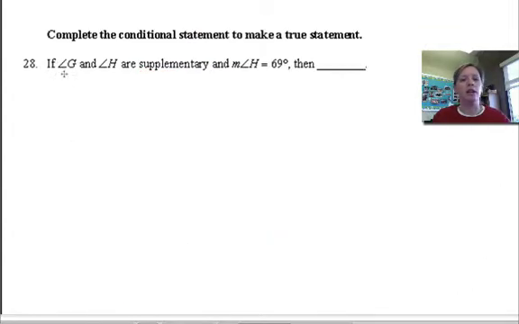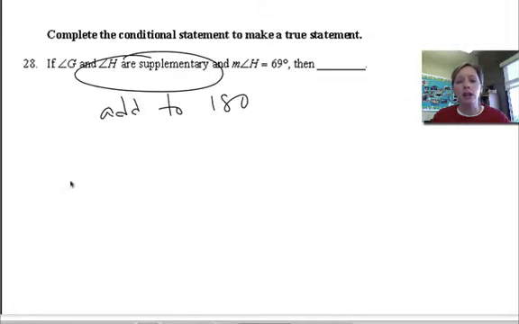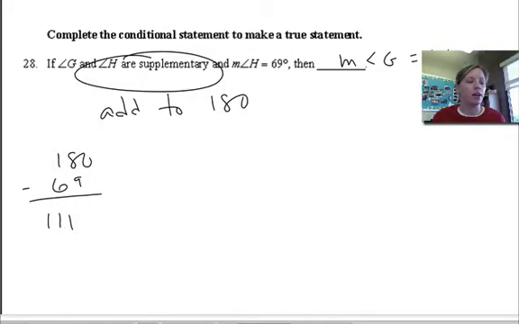28, again, if these two angles are supplementary, and they add to 180, so if one of my angles is 69, I subtract that from 180, then I know that the measure of angle G has to be 111. That's what makes them add up to 180.